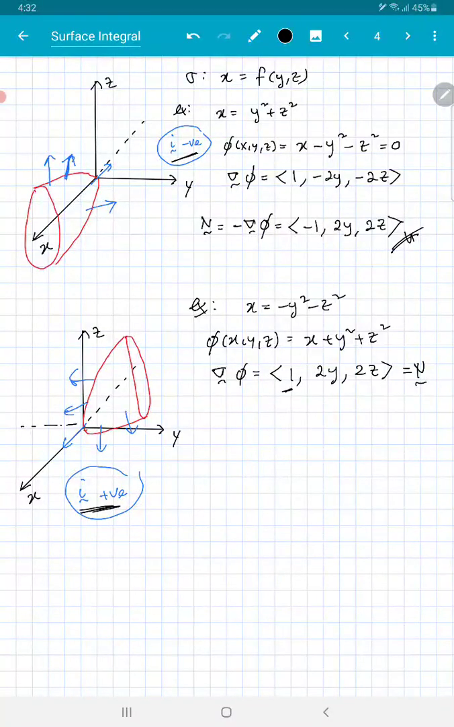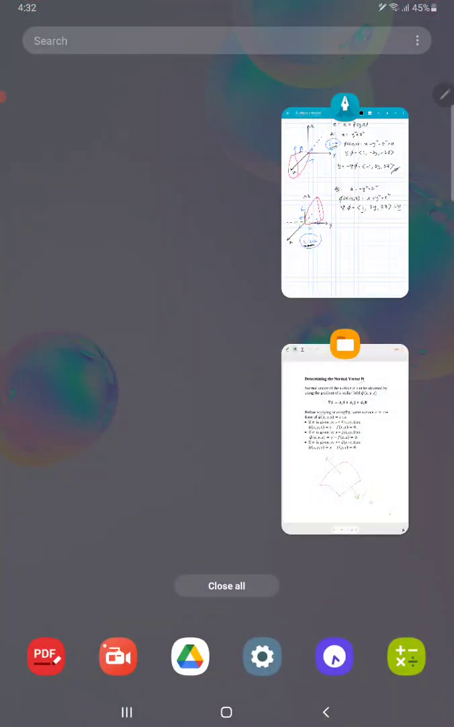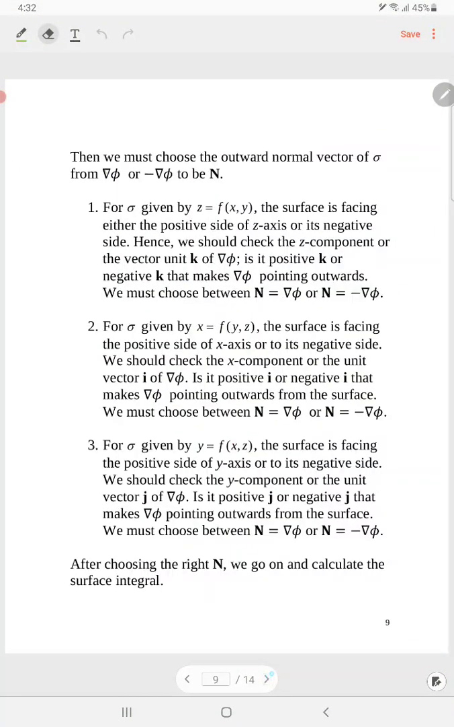And then you check for the x component. Okay, now let's look at the third case. If you understand the first and the second case, the third case would be easier. So for the third case, let's say your surface is given as y as a function of x and z. Then the surface is either facing the positive side of the y-axis or its negative side.